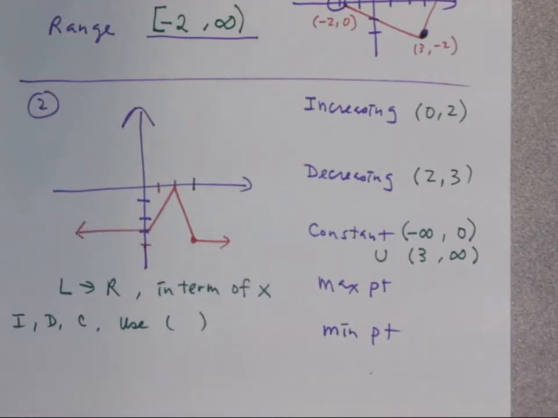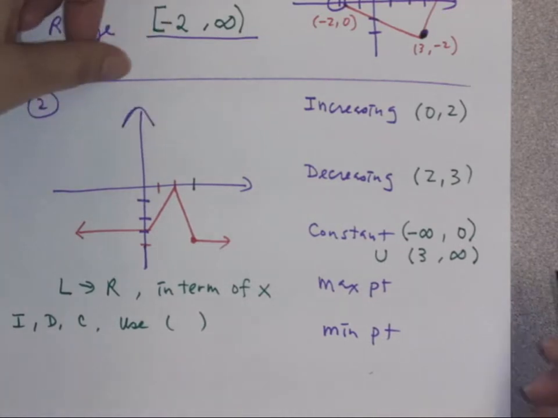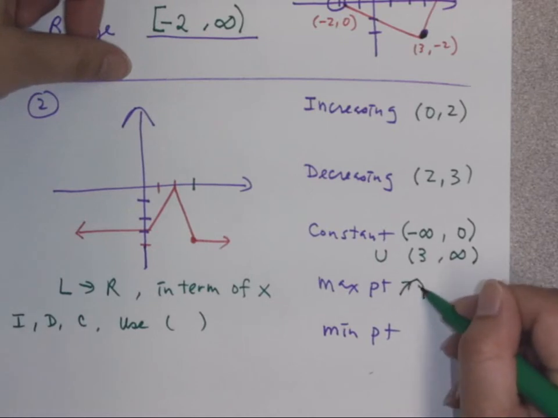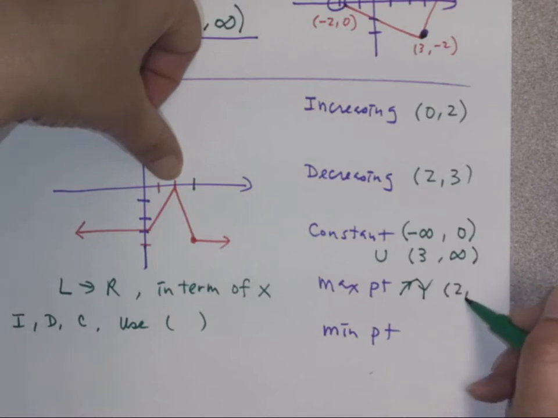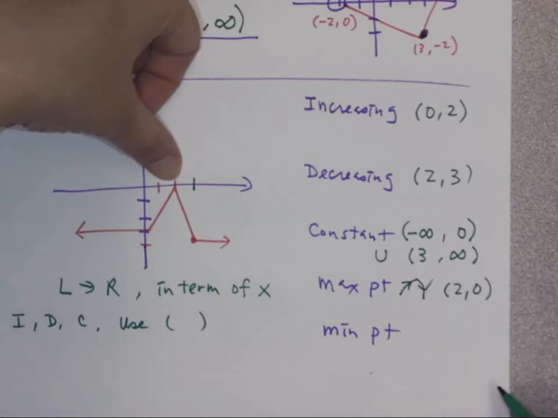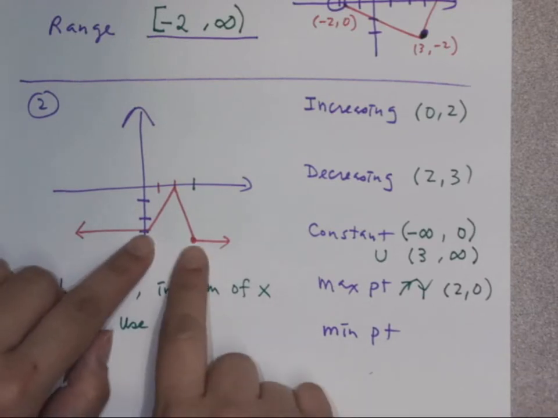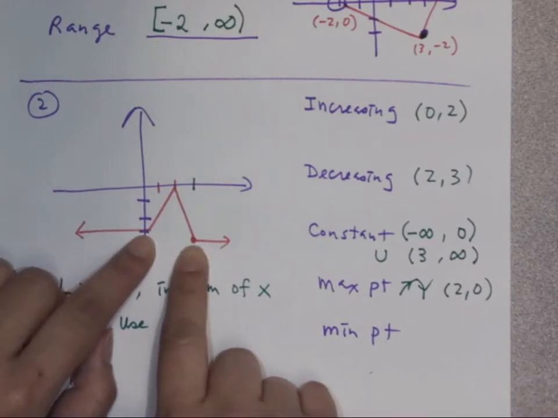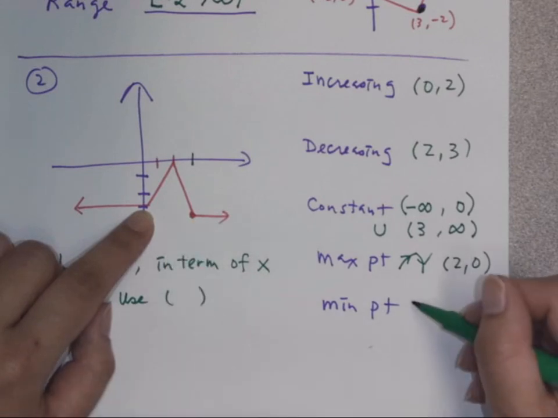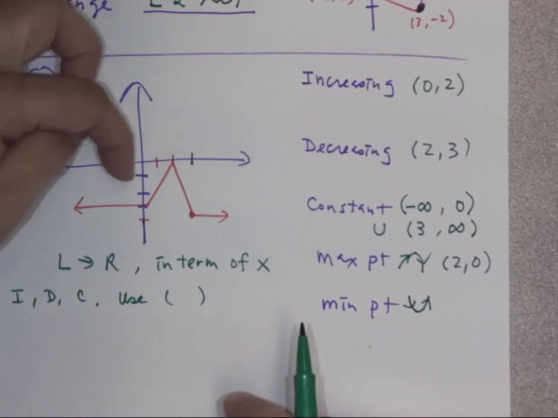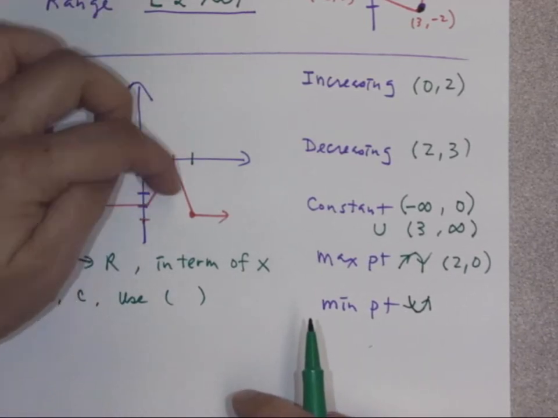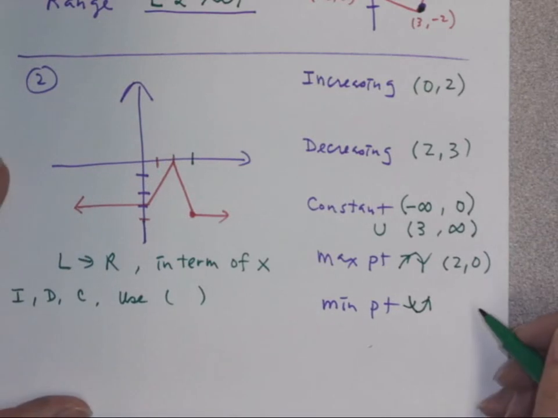All right, do we have a maximum point? Yes, it has a maximum point because we have a point going up and then down, right? Like that, which is this point, and this particular point is x equal to 2 and y equal to 0, right? Do we have a minimum point? So are these two minimum points? It turns out that they are not minimum points, because for a minimum point we have to go down and then go back up, right? So we don't have go down and back up. We have constant, and up and down, and constant. So those two are not minimum points, so we're going to say none.